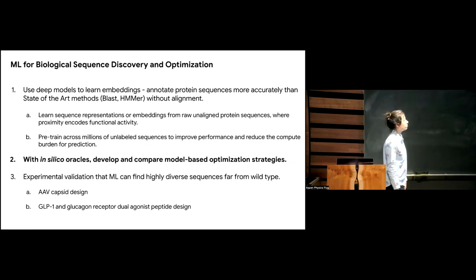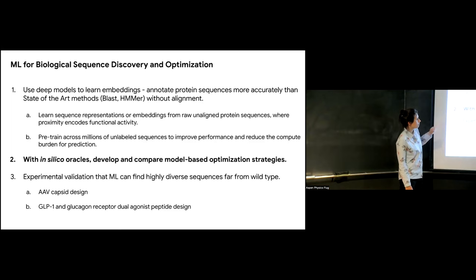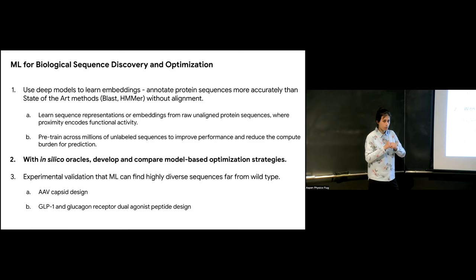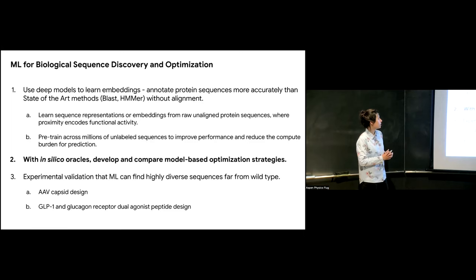Okay. So I told you a bunch about using these deep models to train across lots and lots of data to learn embeddings. I want to talk about this idea of developing and preparing model-based optimization strategies. So if we're looking at a particular protein, we often want to make a few changes to the sequence in order to make it better. Perhaps we want to make it more stable, we want to make it work at a lower temperature, or we're going to use it in an industrial process, so it's better if it works at neutral pH, so that it doesn't require harsh conditions in order to work, like maybe a catalyst that we use in industry.